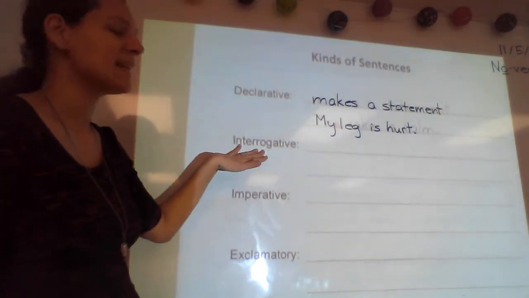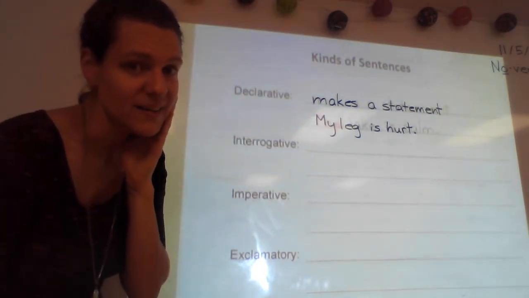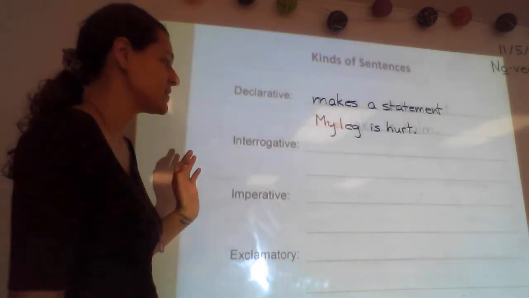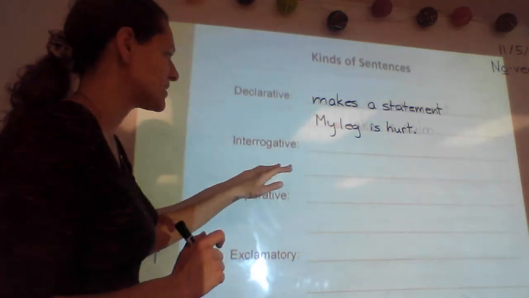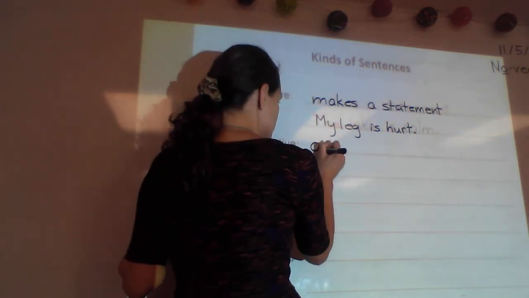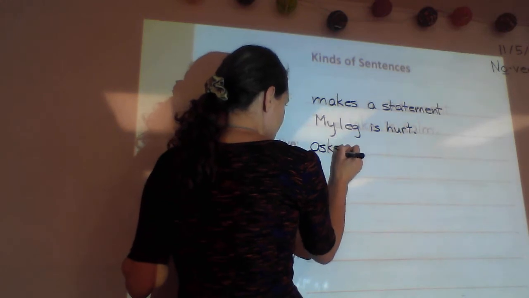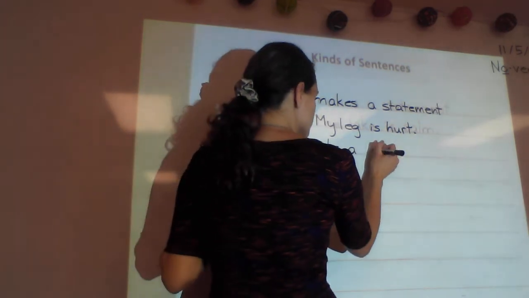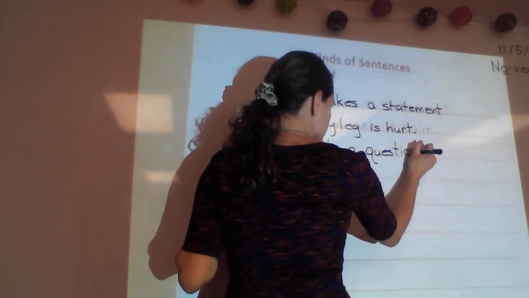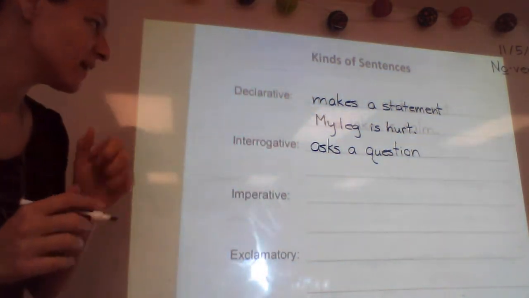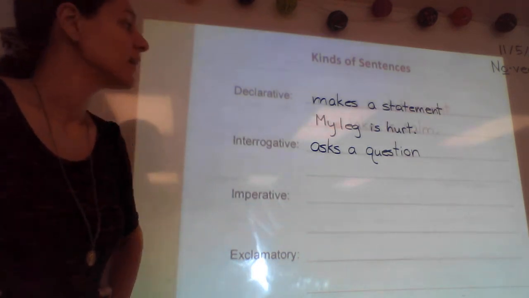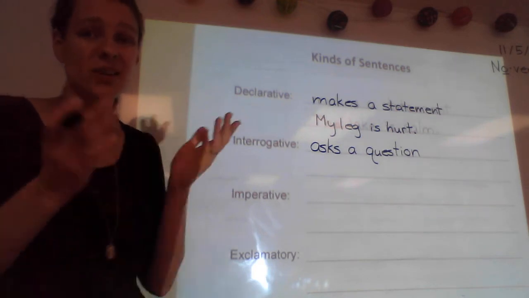All right, the next one is an interrogative sentence. What does an interrogative sentence do? It asks a question. All right, interrogative, the first line, we're going to write asks a question. Leave the second line free for our interrogative sentence. All right, class, what was the interrogative sentence that we wrote earlier? Good, it was, is her arm hurt?